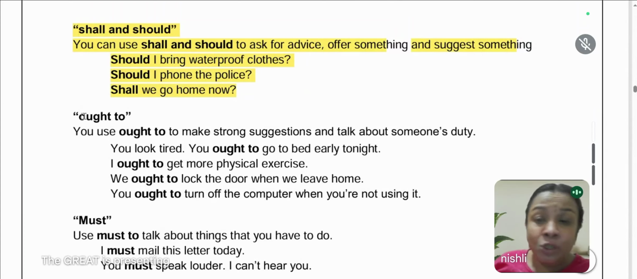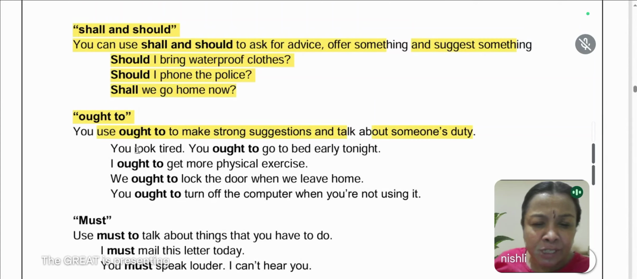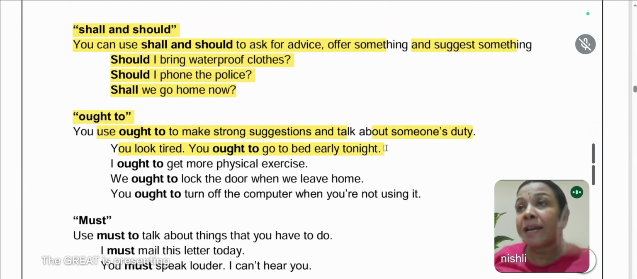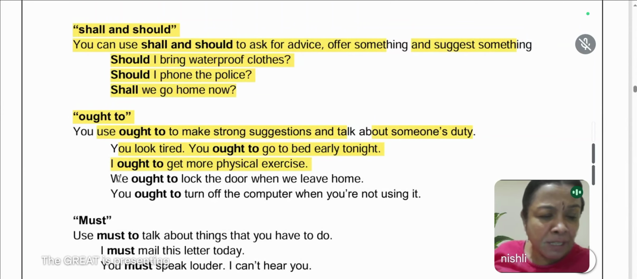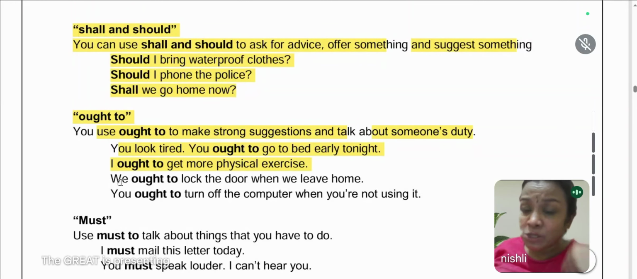Next is ought to. This ought to is almost like a command to students. You use ought to make strong suggestions and talk about somebody's duty. You look tired, you ought to go to bed early tonight. This too is like a command or an order. Okay, I ought to get more physical exercise means I need more physical exercise. So I ought to is again a command or something which you promise yourself.